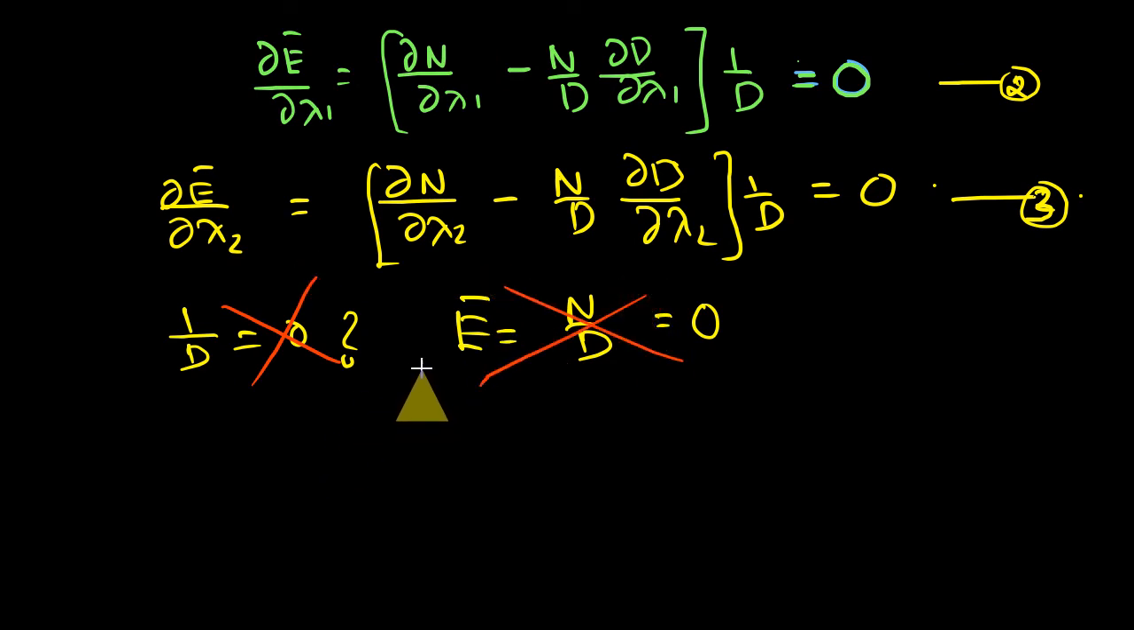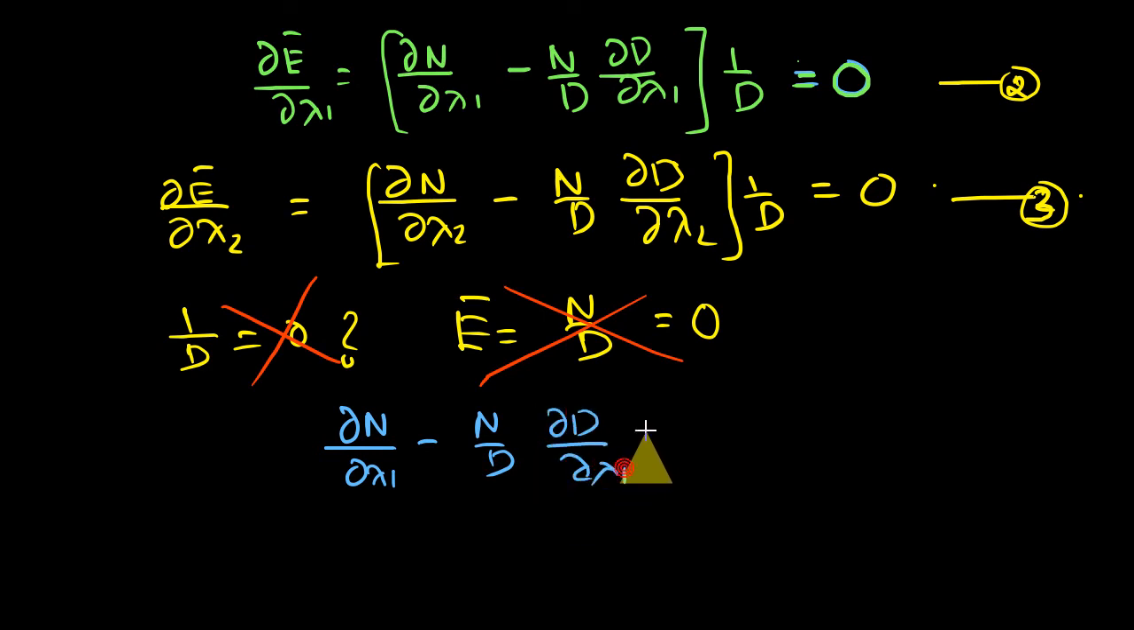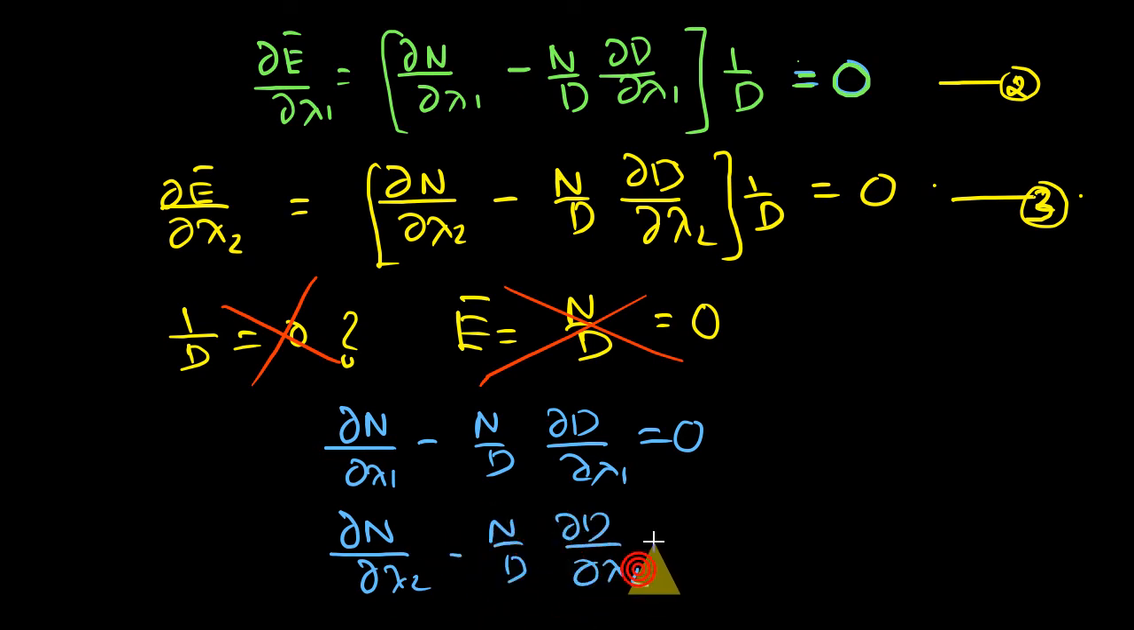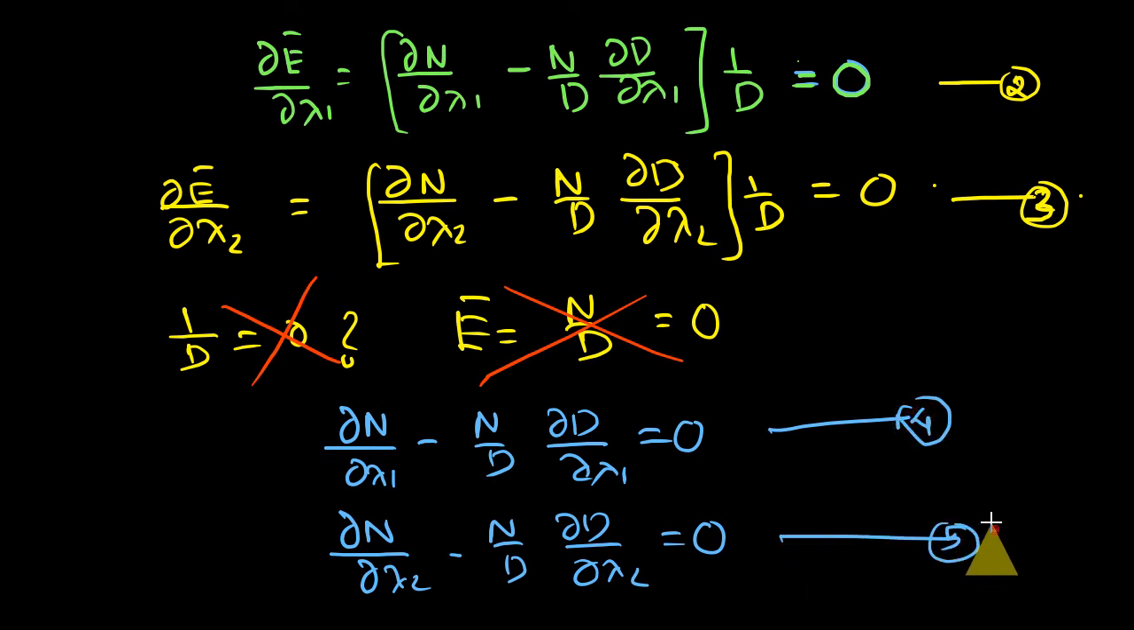So what is the next possibility? The next possibility is that the terms inside the bracket are equal to 0. So we can write dou n by dou lambda 1 minus n by d into dou d by dou lambda 1 equals 0. This is one possibility. And then dou n by dou lambda 2 minus n by d into dou d by dou lambda 2 is also equal to 0. These are the only two possibilities. Let me call this equation number 4 and this one equation number 5.